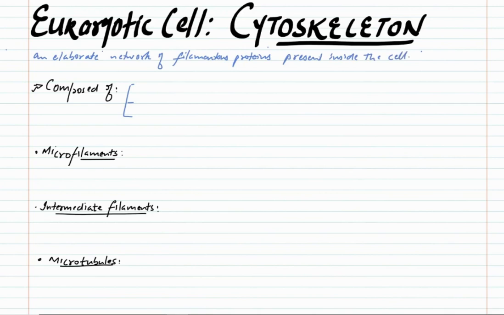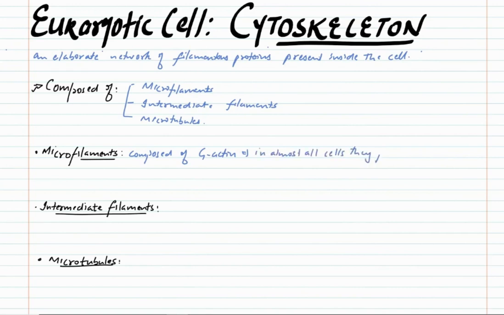These are composed of microfilaments, intermediate filaments and microtubules. Microfilaments are composed of G-actin, and in almost all of the cells this G-actin polymerizes to form F-actin. This F-actin is present as entangled meshwork of approximate size 8 to 9 nanometers.